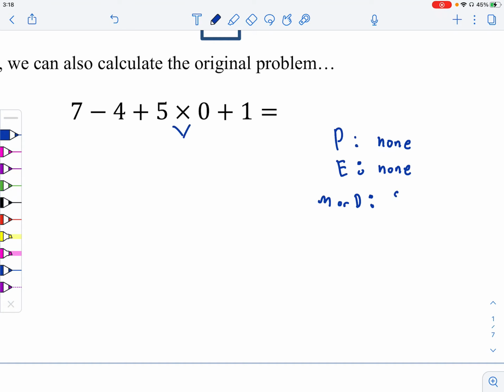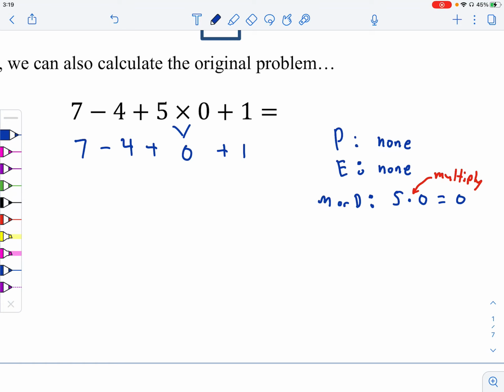5 times 0 equals 0. You might see an X here. Usually before, X is a multiply, right? When you get to algebra 1, a little dot here means multiply. All right, so 5 times 0 is 0. Then we just bring everything down. So we have 7 minus 4 plus, we did 5 times 0, and then plus 1 at the end.